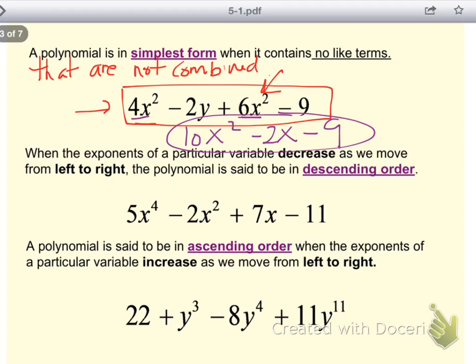The first term has an x squared, the second term has only an x, and the last term is what we call a constant. It has no variable. Okay, that's a constant.